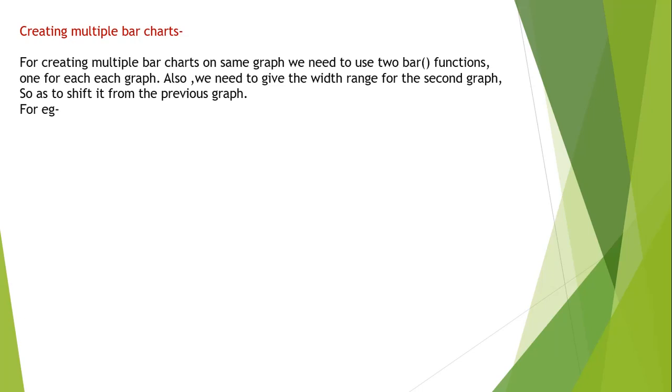The first bar function will represent the first graph and the second bar function will represent the second graph, and since both have to be used in one place, these codes have to be written in one program only. Also, we need to give the width range for the second graph so as to shift it from the previous graph. When you plot these bars, they can overlap each other, so that will be a problem for us.